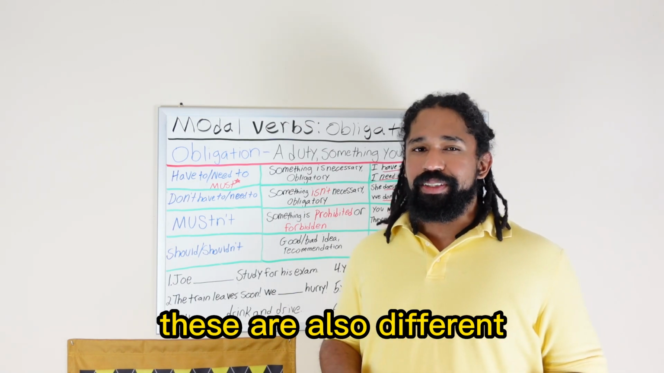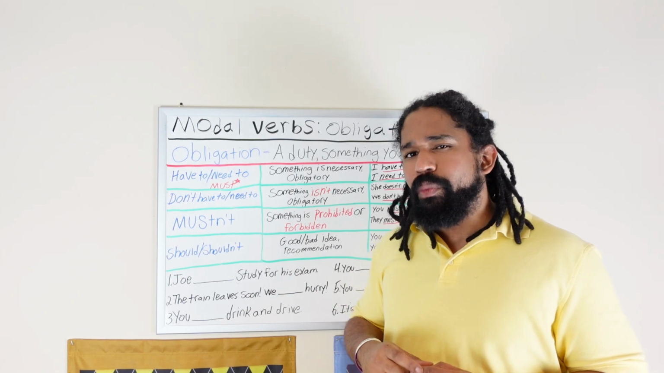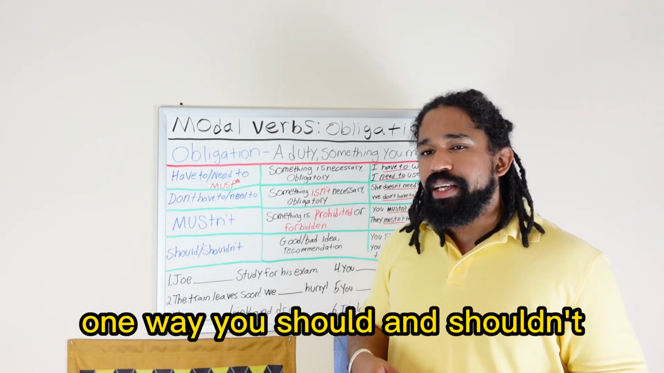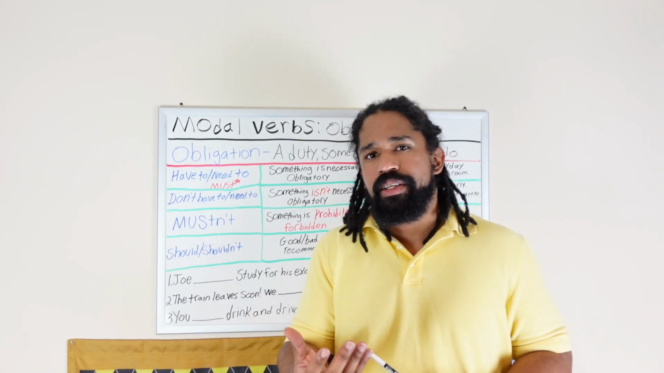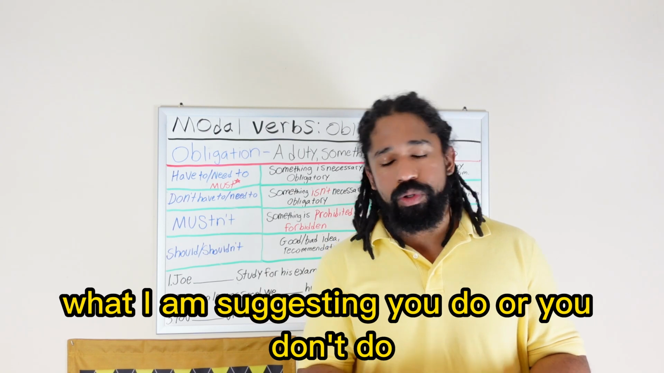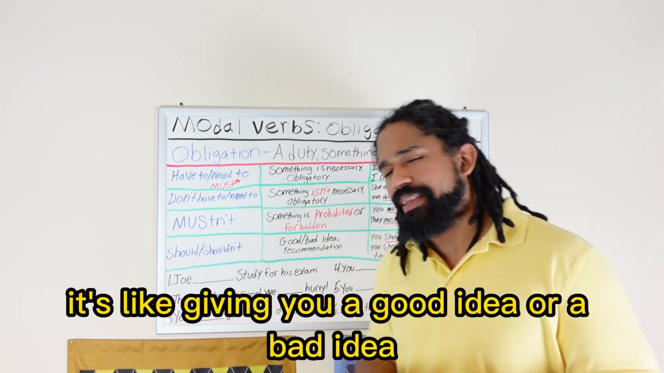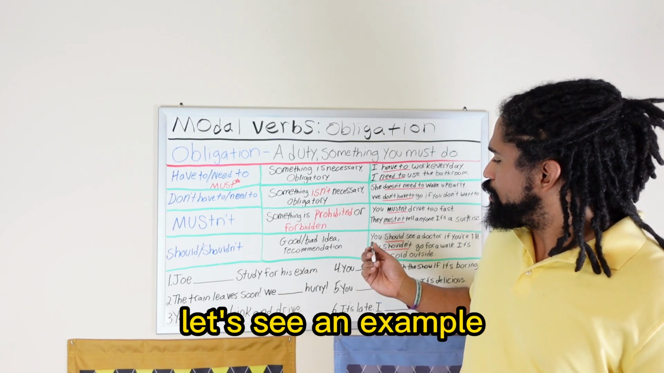We add should and shouldn't. These are also different, mainly because they're not as strong as these. When we use should and shouldn't, this means basically my opinion. What I am suggesting you do or you don't do. It's like giving you a good idea or a bad idea. Let's see an example.